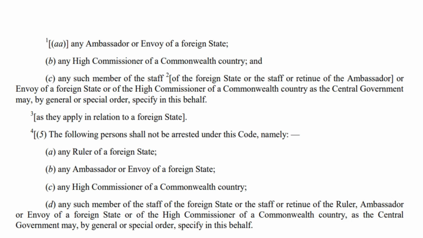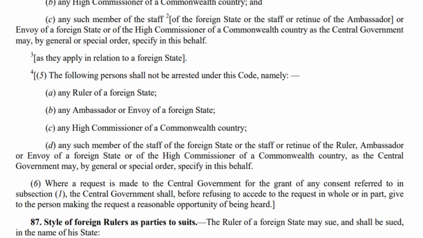If he is a member of the staff of a foreign state, or the retinue of the ambassador or envoy of a foreign state, or a high commissioner of a commonwealth country. These classifications are determined by the general or special order of the central government. Now let us move to the next subsection, which is subsection 5.